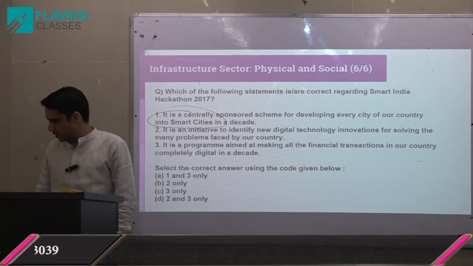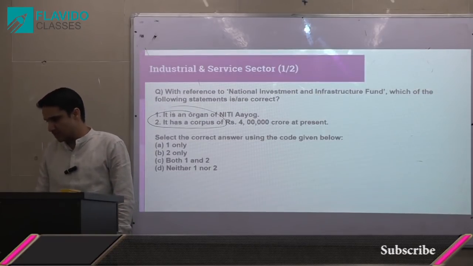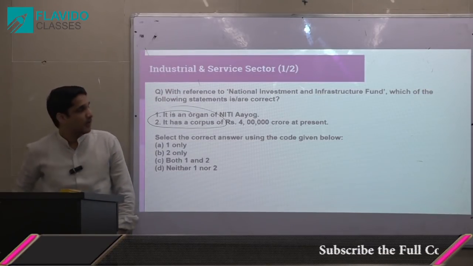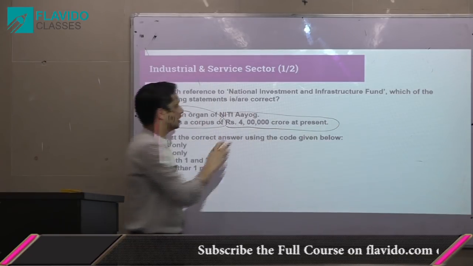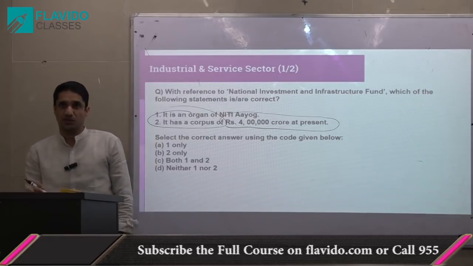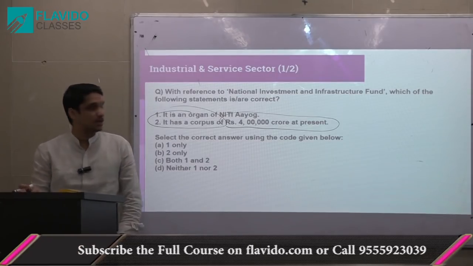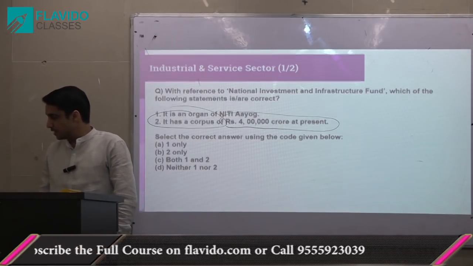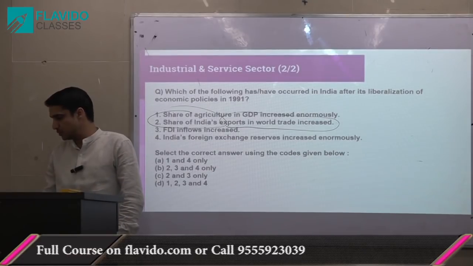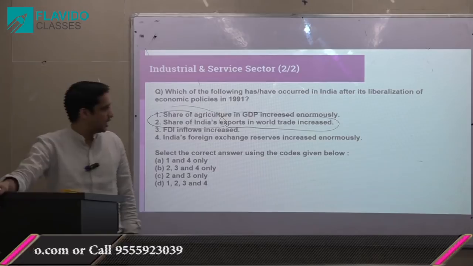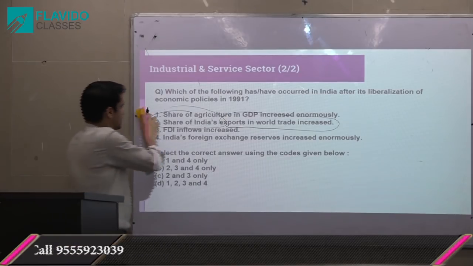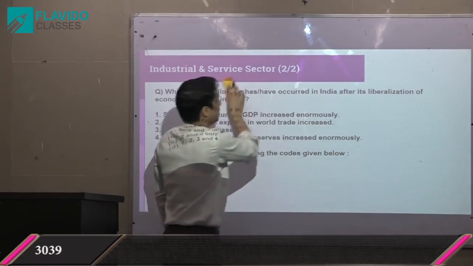Then from the last unit of industrial and the service sector, last year they asked two questions. One question was a highly factual question, whether this NIIF is having a corpus of 4 lakh crores or 40,000 crore, and whether it comes under the Niti Aayog or not. Then the second question they asked is related to the liberalization policies after 1991. Again an analytical question. So these are the 19 questions.